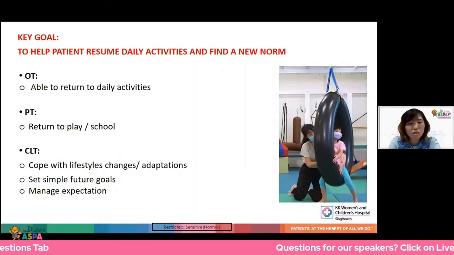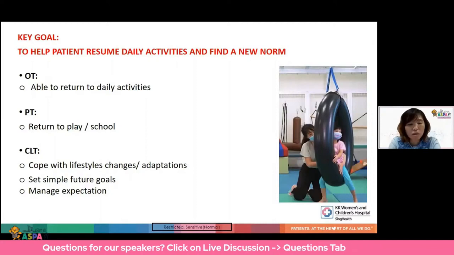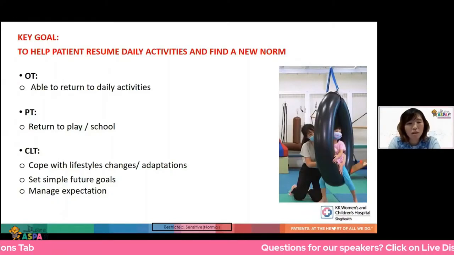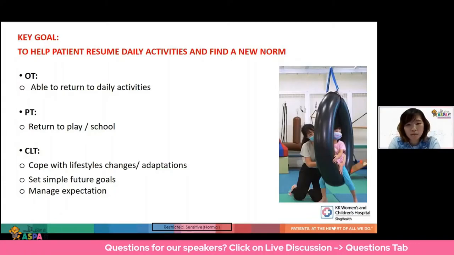For PT, it is to return to the various leisure activities and activities such as going back to school or household things that they need to engage in. And for the child life therapists, they are also involved in helping the child to cope with lifestyle changes, adaptations, set simple future goals, and also to manage expectations.